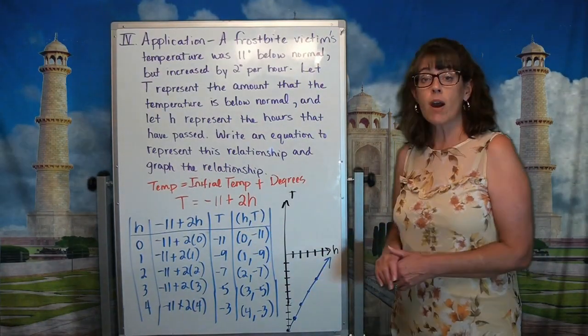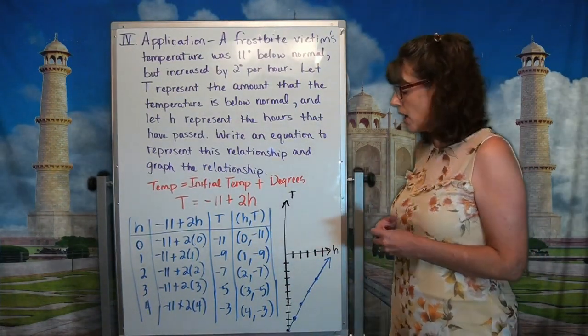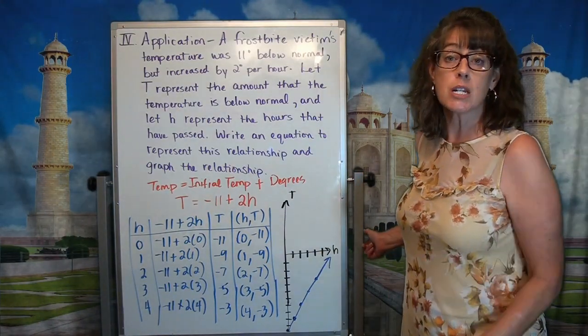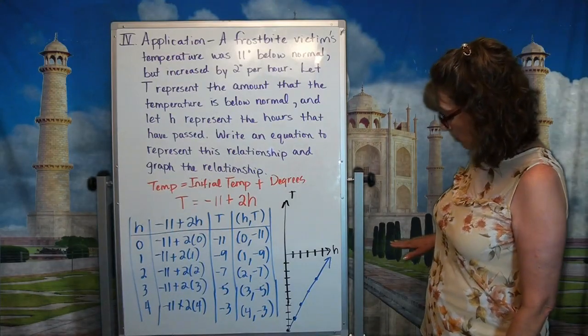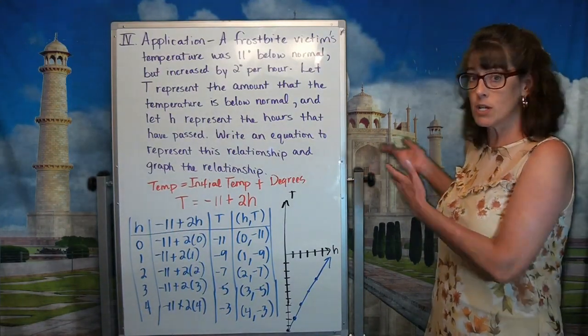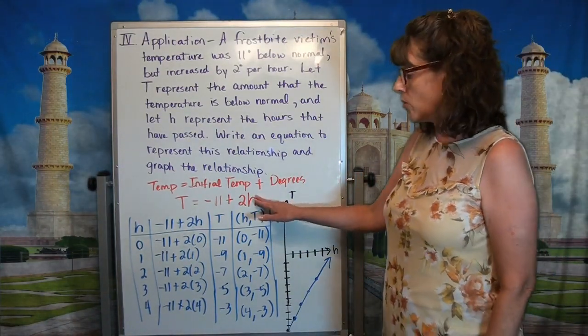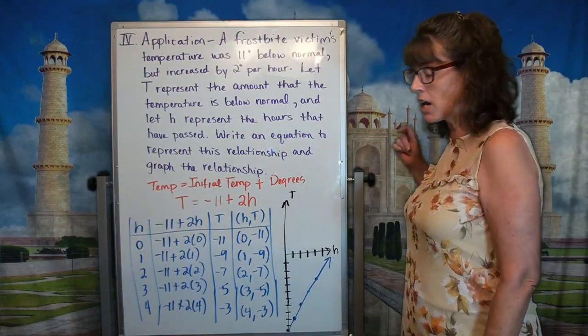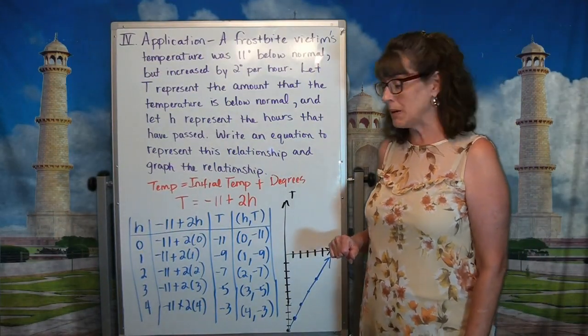And the nice thing about the graph is we get a picture snapshot. If we say, okay, in 10 hours, what should that temperature be? Well, if we extended this out, we would go to 10 hours, we'd go up to the graph, and we'd say, oh, that t-value at 10 hours ought to be 9 degrees. And so we can just at a glance figure out what that temperature is going to be.